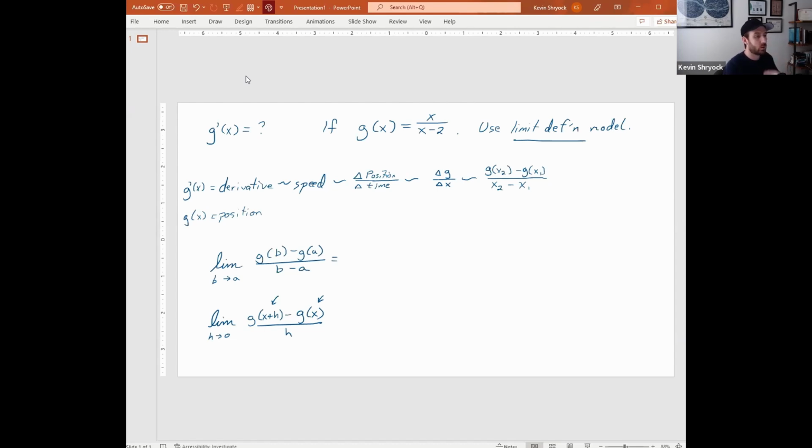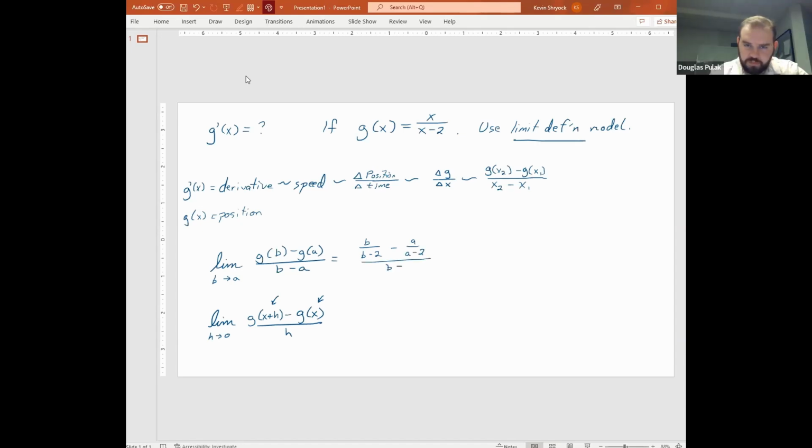Again, we're just plugging b into the function. So I have b over b minus 2, minus a over a minus 2, over b minus a. What am I missing? The limit notation. I have to have the limit. Otherwise, I'm not talking about derivatives anymore.